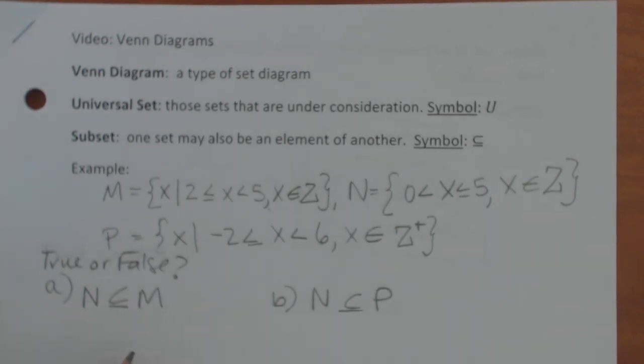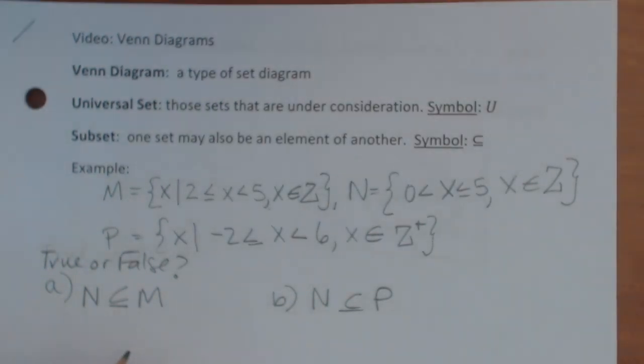Today we are going to be learning about Venn diagrams. I love Venn diagrams. It actually leads right into tree diagrams very nicely, but let's take one at a time. So a Venn diagram is a type of set diagram. A universal set is those sets that are under consideration. So they're the total set in its entirety.